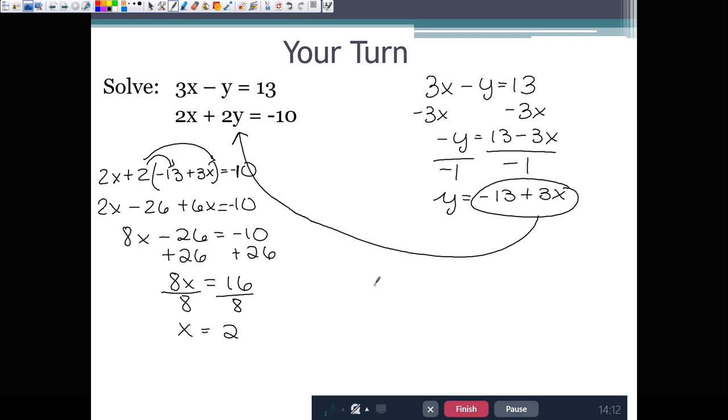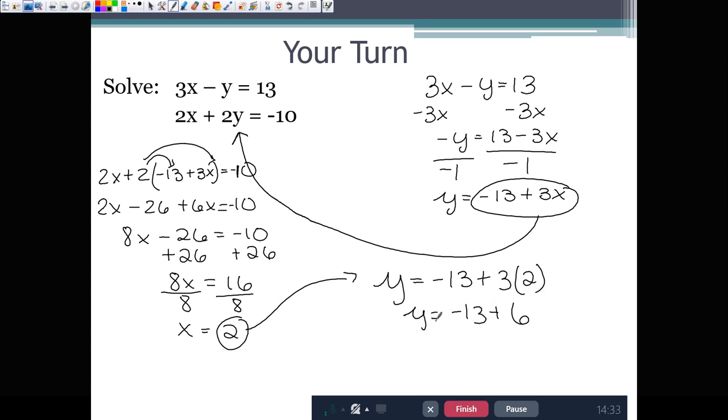So that means it's going to be y equals negative 13 plus 3, and instead of x, I'm going to put in what? 2. So 2 times 3 is? 6. And negative 13 plus 6 is? -7. So now that I have x and I have y, what is my ordered pair? 2 and -7. 2, -7, and that is my answer. Okay, we have one more slide.